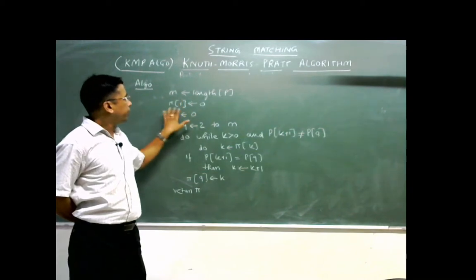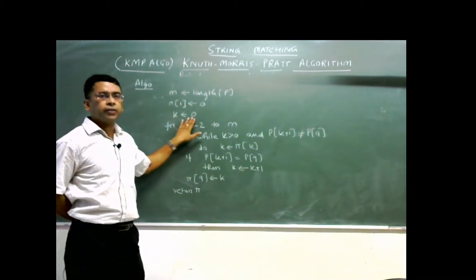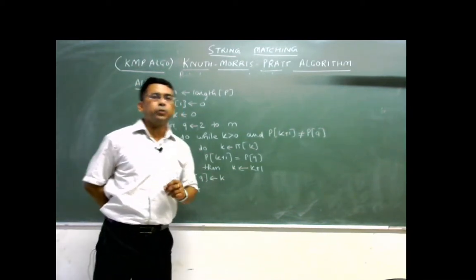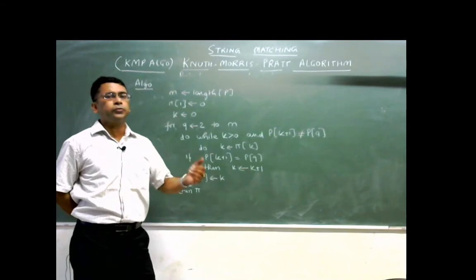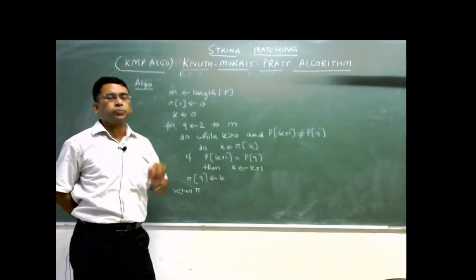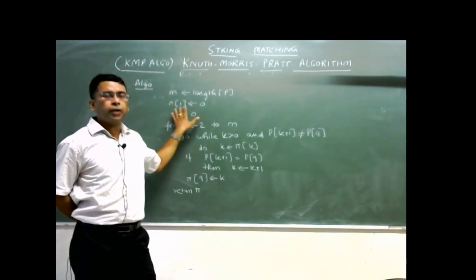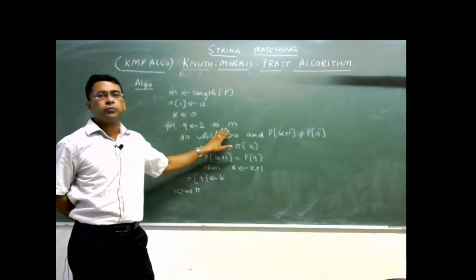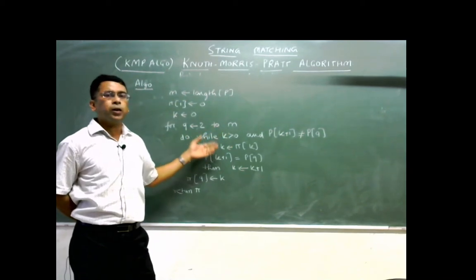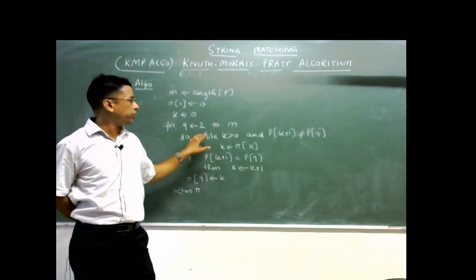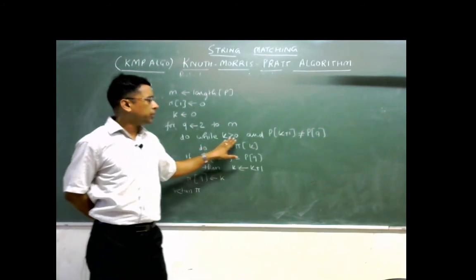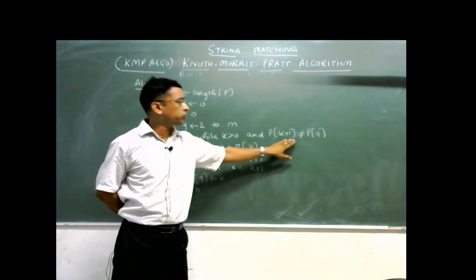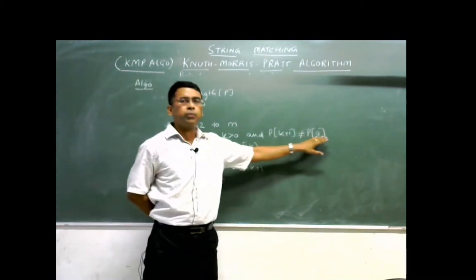Pi 1 is equal to 0, and we initialize the variable k equal to 0, and we start a for loop from position number 2 up to the length of the pattern, because for the first alphabet we assign the prefix function equal to 0, and for the rest of the places we have to compute the prefix function. The rest of the places are filled on the basis of this condition: we check whether the element at position number k plus 1 is equal to the element at position number q.